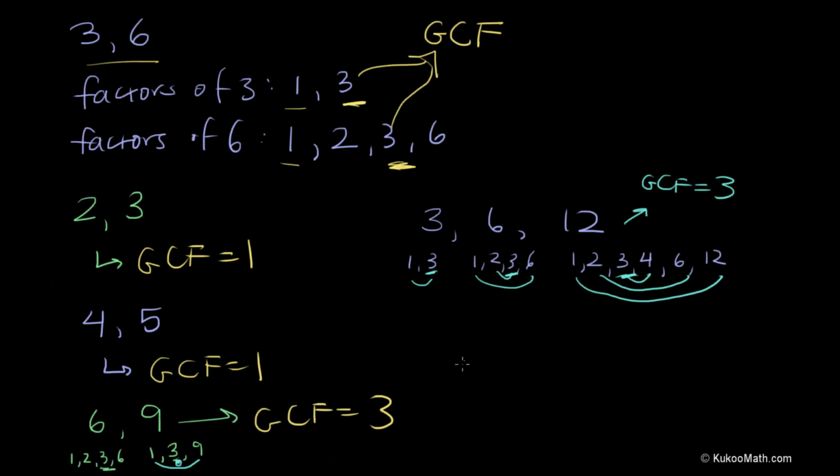Now let's try another example. What if we try to do 3, 6, and 10? So for 3, it's 1 and 3. For 6, it's 1, 2, 3, 6. And for 10, it's 1, 2, 5, and 10. All three of these have 1 in common. But besides that, that's it. You don't see 3 is in these two, and then not in this one. You have the number 2 in 6 and 10, but not in 3. So 1 is the greatest common factor.